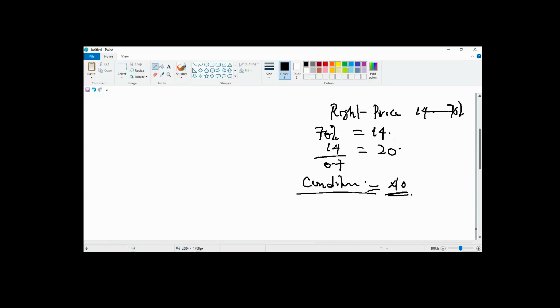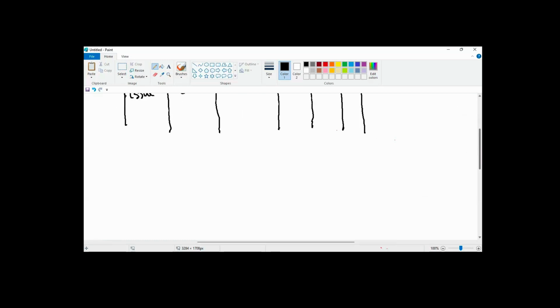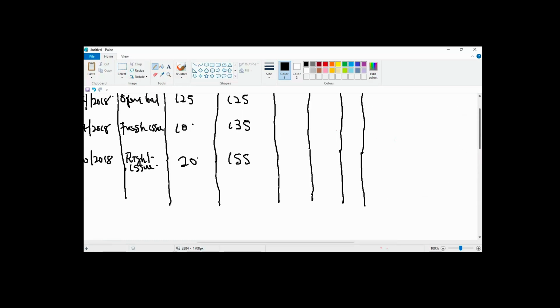And the question is clear. I'll gross it up: 14 divided by 70% to give me 100%, to give me 20. The question did not give me a condition. You only said they made the rights issue of 20 million. So what will you do? What am I going to do? I'm asking you. What are we going to do?